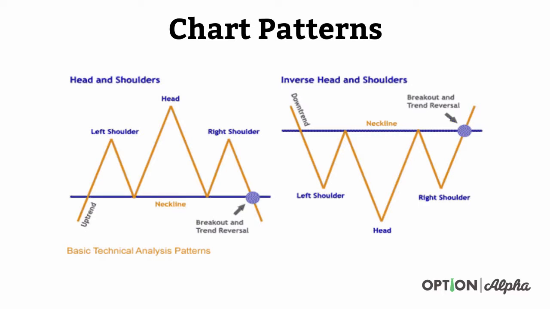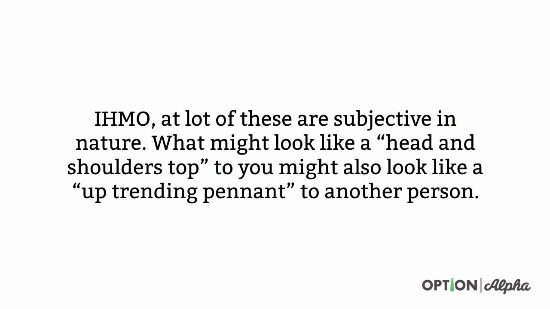And then we have chart patterns, which are really, really popular. Things like head and shoulders patterns, pennants, flags, cup and handles. You've probably heard of them if you've been involved in trading, but there are all of these different patterns out there that you can draw on your charts. Now, in my honest opinion, a lot of these are subjective in nature. What might look like a head and shoulders top to you might look like an uptrending pennant to another person, and you can't argue with that. With regard to candlesticks, chart patterns, and support and resistance, it is all subjective, meaning it's what you see out of the charts, not necessarily what may or may not be there.